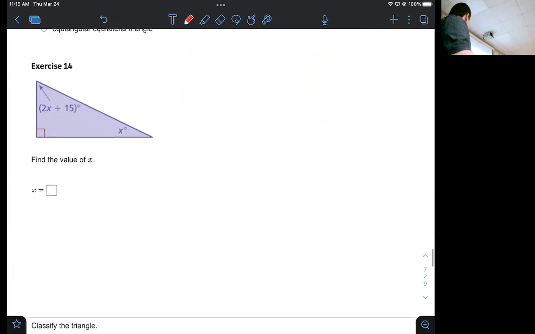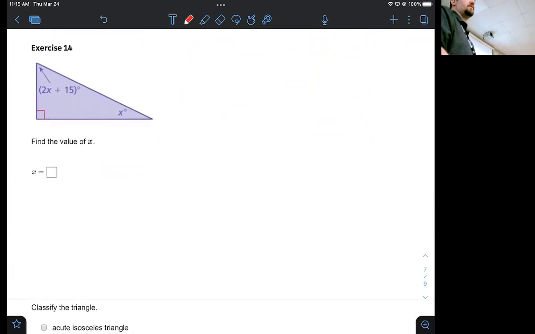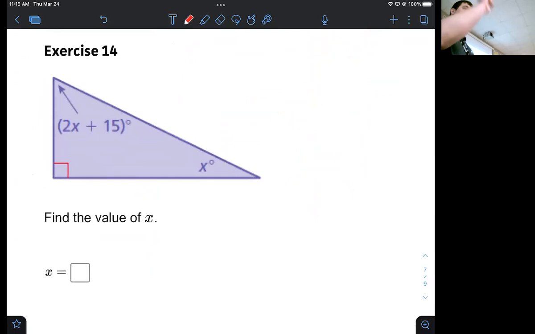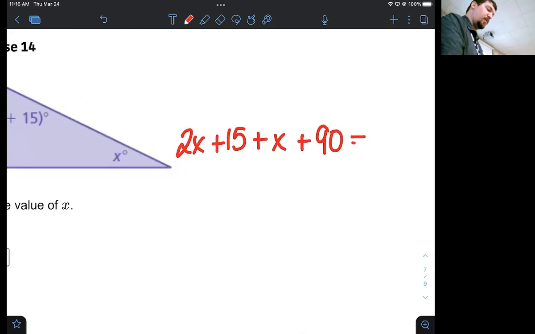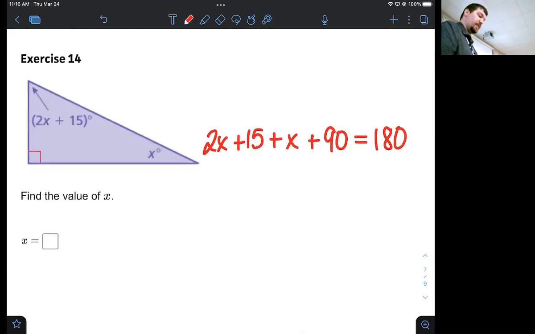Number 14 and 15, the equations get ramped up just a little bit. I'm not going to do anything different. I'm going to add all three of them together. And what do all three angles add up to? 180. So if you know that, nothing really changes. The first angle I'm going to write down is 2x plus 15. Plus there's another x angle. Plus there's a right angle. And what's that measure? 90. And all three of those angles have to add up to 180 degrees. So again, I put the 2x plus 15 angle down, then I put the x angle down, then I put the 90-degree angle down.